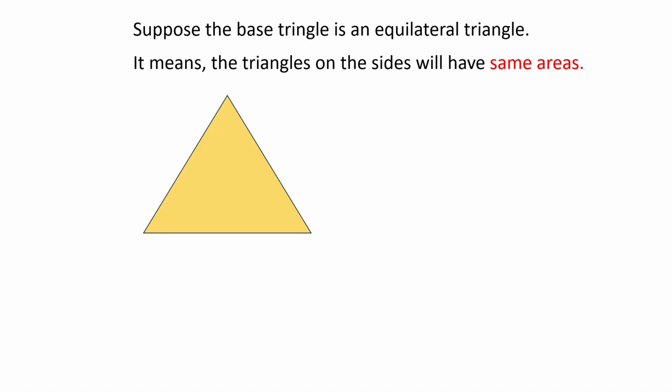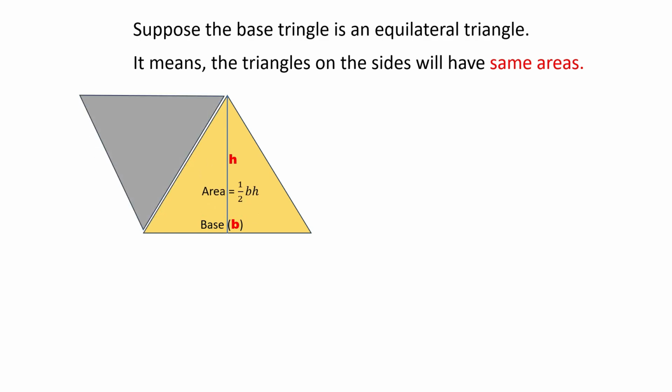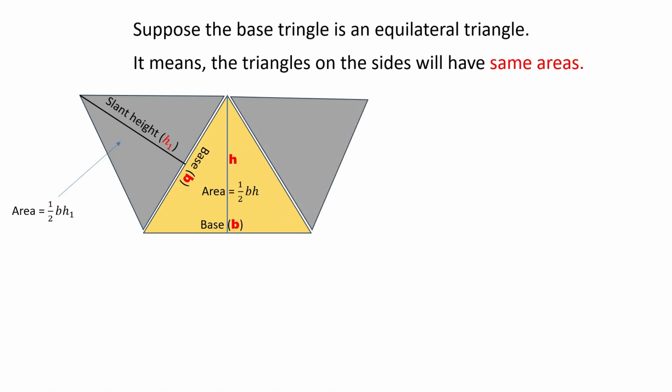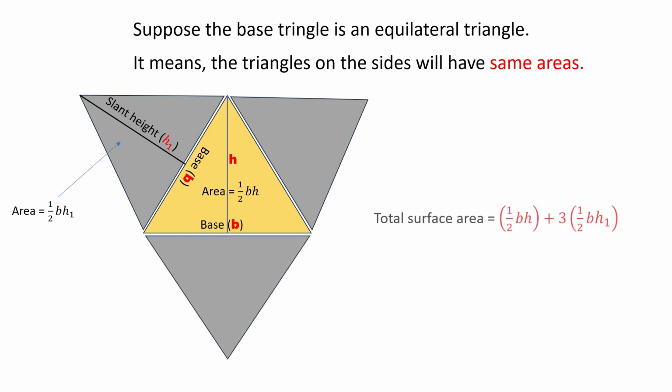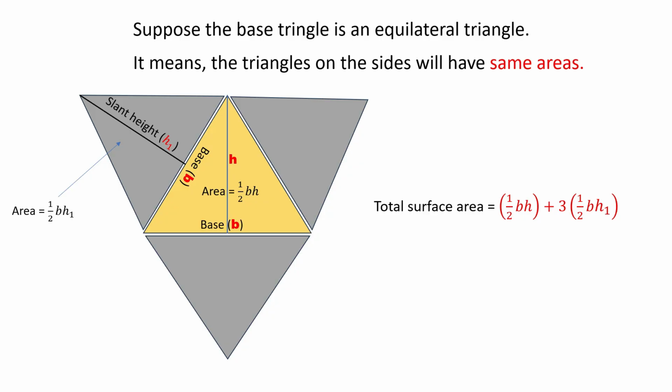If we have this base triangle with base b and height h, then the area will be half bh. Then we have another triangle on the side with same base b, since the sides of the base triangle are equal, but it has its own different height h1. Hence the area of that triangle is half bh1. And we know that the other two triangles also have the same area. Hence the total surface area will be equal to half bh plus 3 times half bh1.